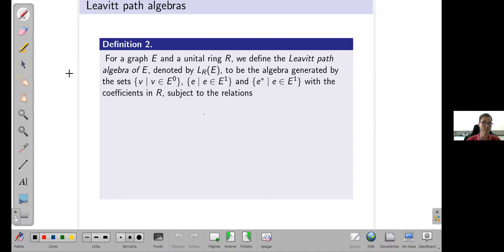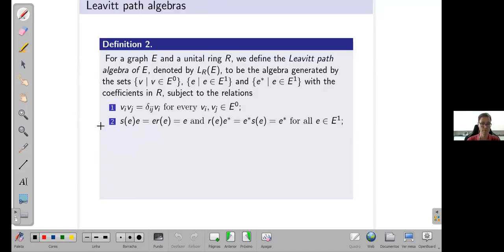So if you have the graph, we want to define the Leavitt path algebra associated to it. Okay, so what we're looking at is an algebra generated by the set of vertices and the set of edges. And for each edge E, we create a ghost edge, and we call it E star. And then we have some relations that these vertices and edges have to satisfy.